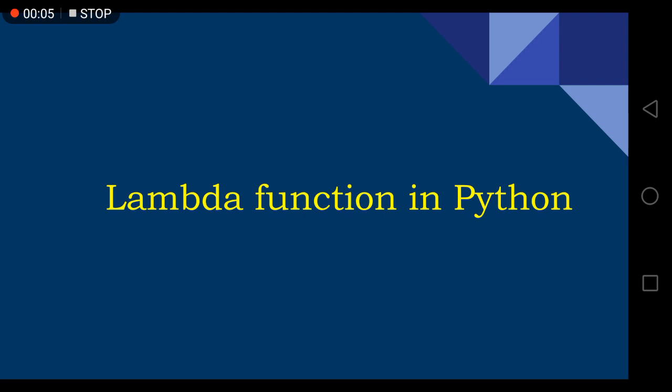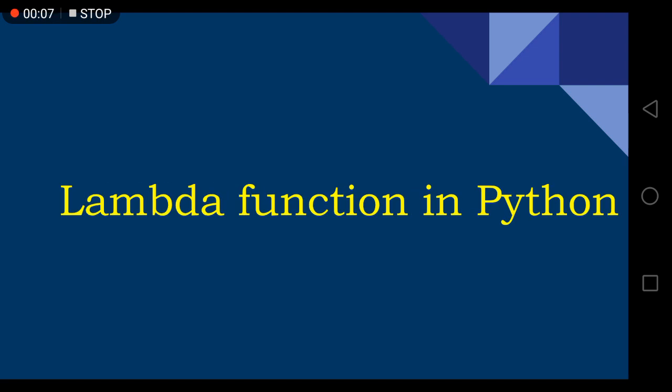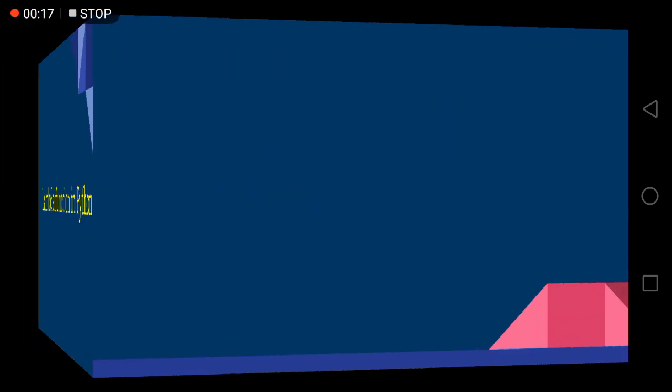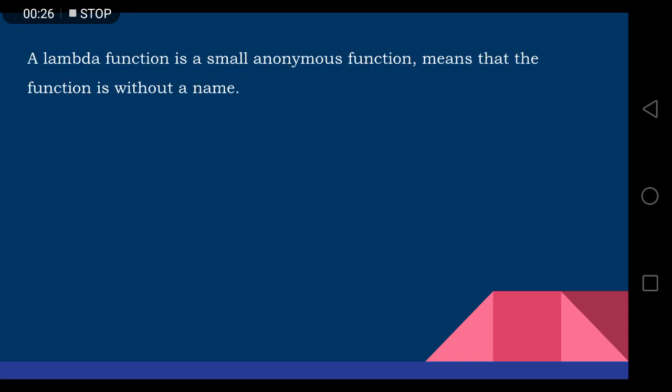Hello everyone, in this video we are going to see about the lambda function in Python. We know that a function is a set of statements to do a specific task, and there is a special function called the lambda function. This is like an inline function in other languages. We know that an inline function is a one-line or two-line function. It's very simple code, with a minimum number of lines.